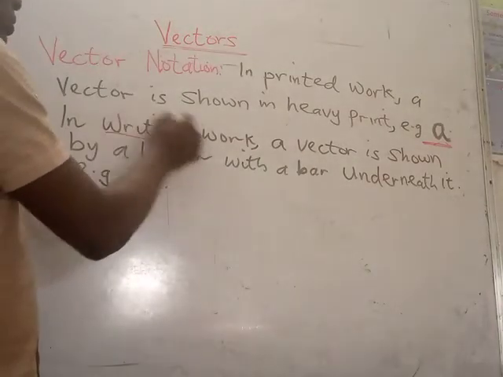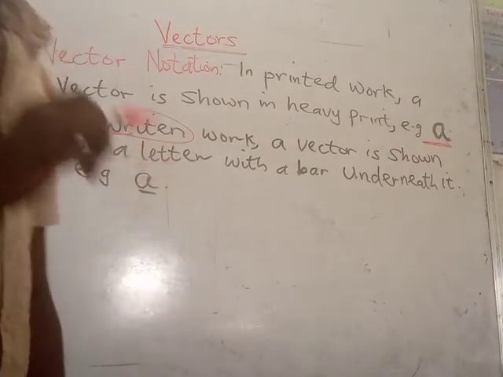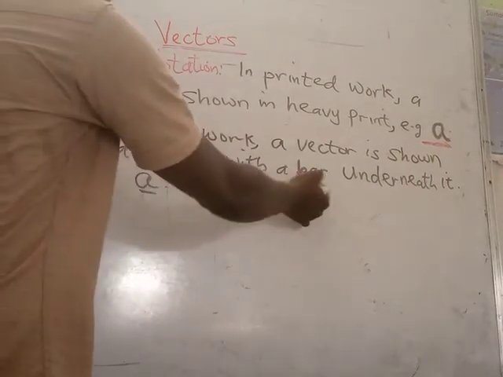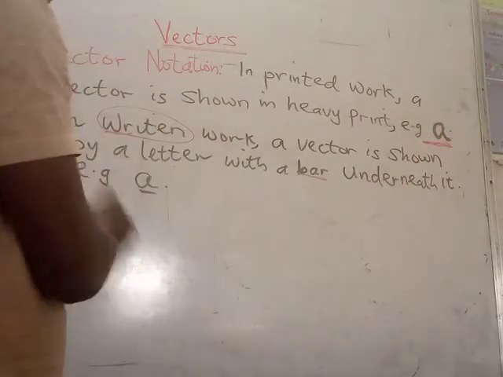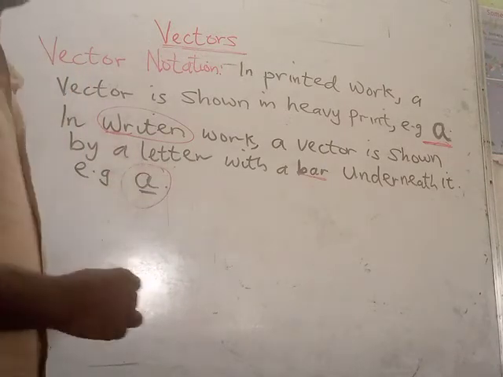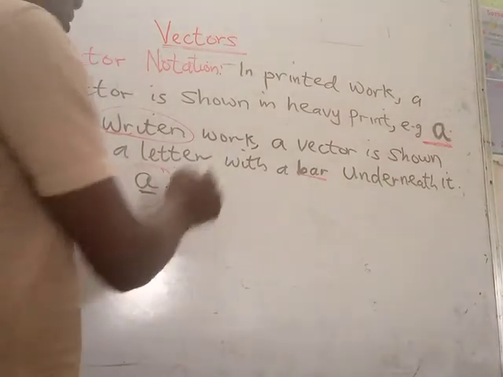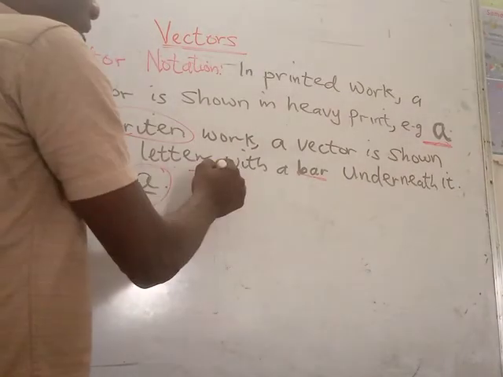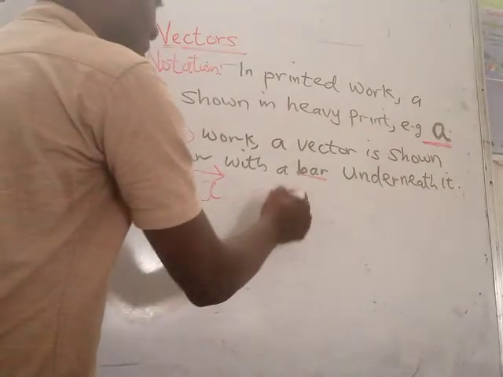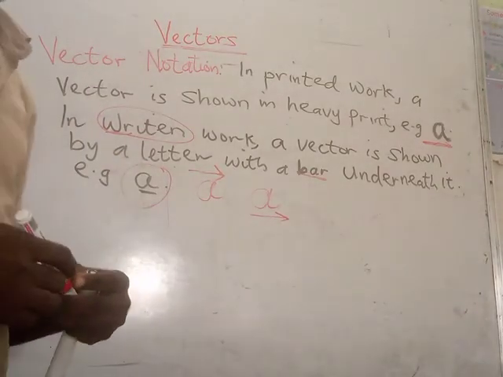In written work, a vector is shown by a letter with a bar underneath it. For example, you can see that I have A and a bar underneath it. A vector can also be represented by a letter and an arrow head over it, above it, or below it. So these are different ways of representing vectors.